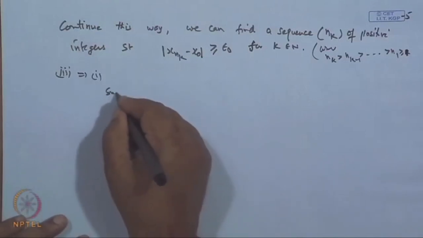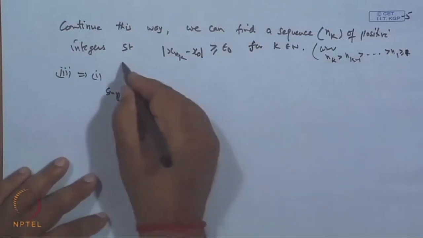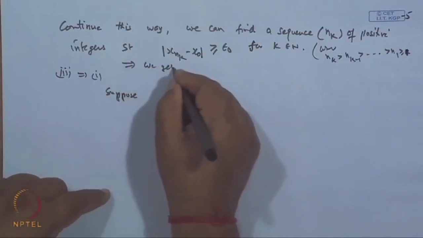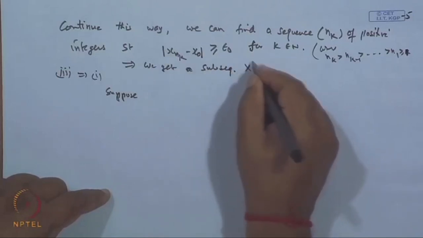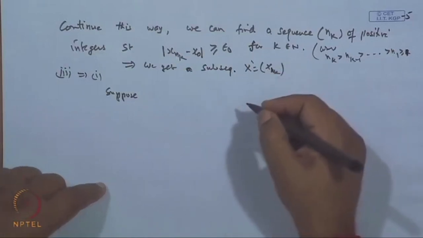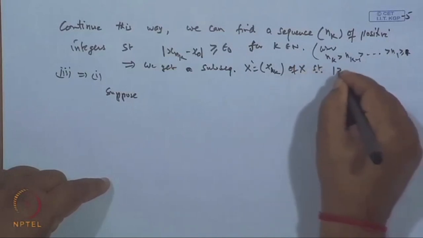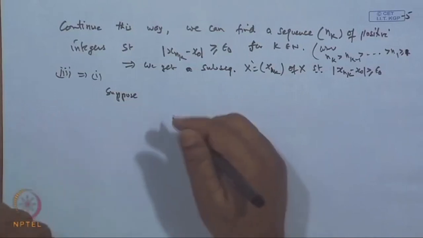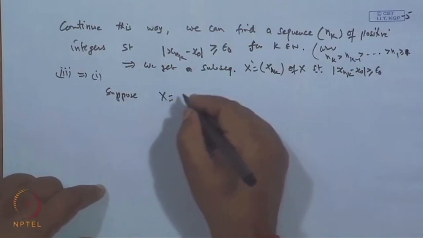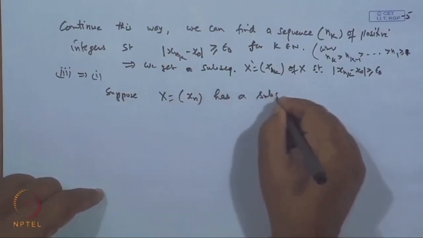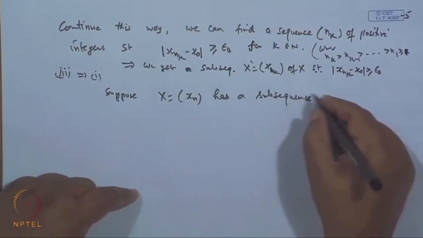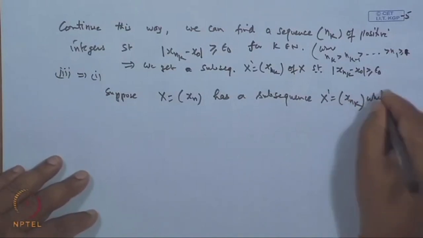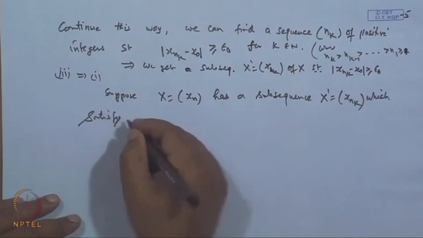Okay. So, suppose the sequence x has a subsequence x dash, which is x n k of x, such that this condition is violated, that is all. So, the condition is: suppose the sequence x, which is x n, has a subsequence x dash n, x n k, that satisfies condition 3.